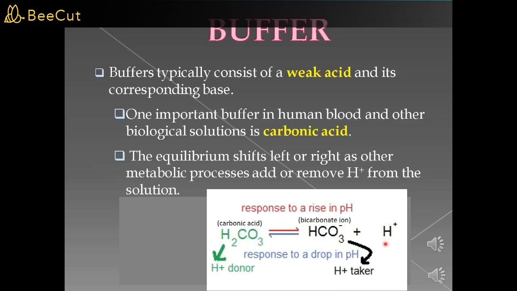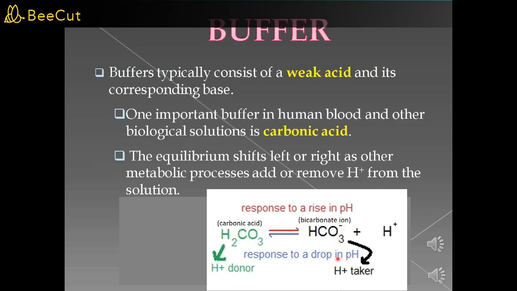In one day, maybe you ate a lot of oranges and citrus juice. What happened? Our blood has received a lot of acid solution, or acid concentration. In response to a drop in pH, our buffer that has been dissociated into bicarbonate ion and hydrogen ion, the bicarbonate ion will react to accept the excess hydrogen inside our blood. So it will maintain the pH of our blood to not become more acidic.